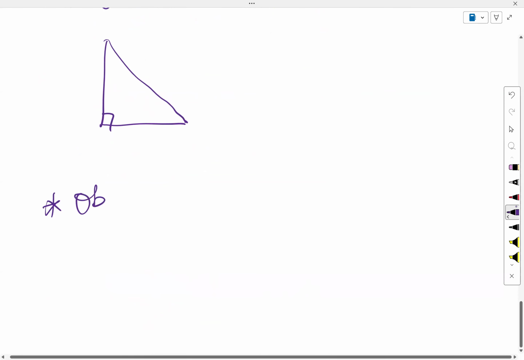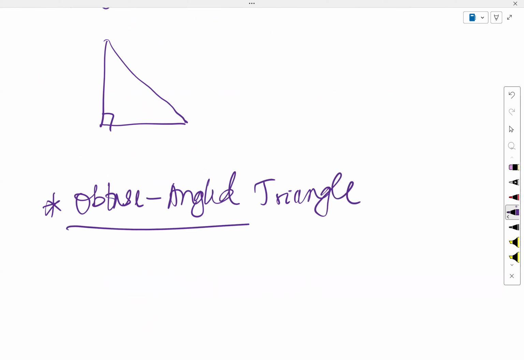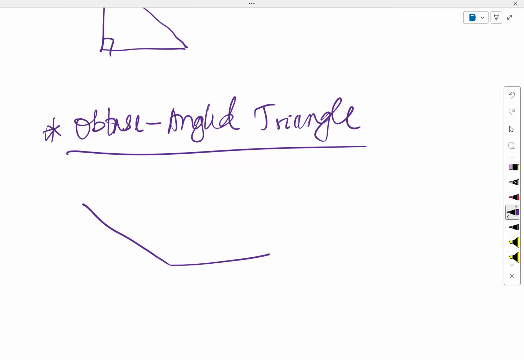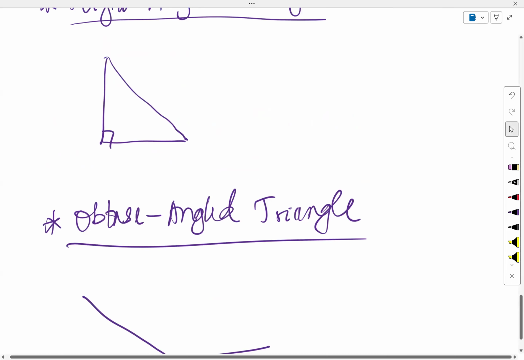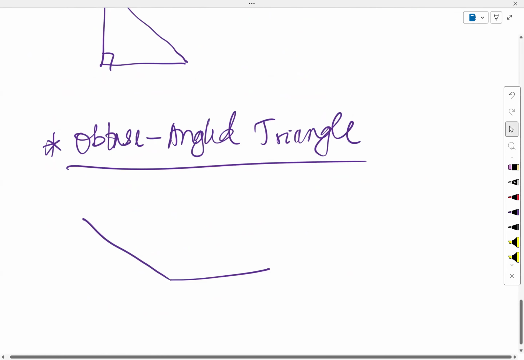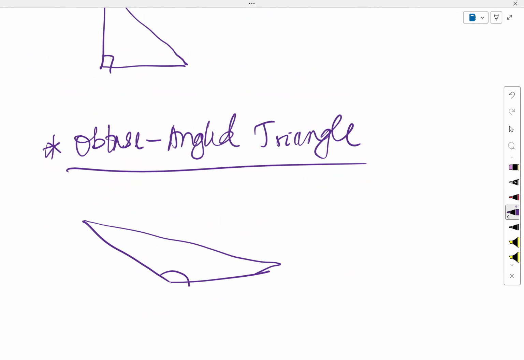And then after this, we have what you can call the obtuse angled triangle. Since you already know an obtuse angle lies between 90 and 180 degrees. So for an obtuse angled triangle, say you have this, and then you have something more than 90 degrees but less than 180. So this is an obtuse angle, and that's an obtuse angled triangle.